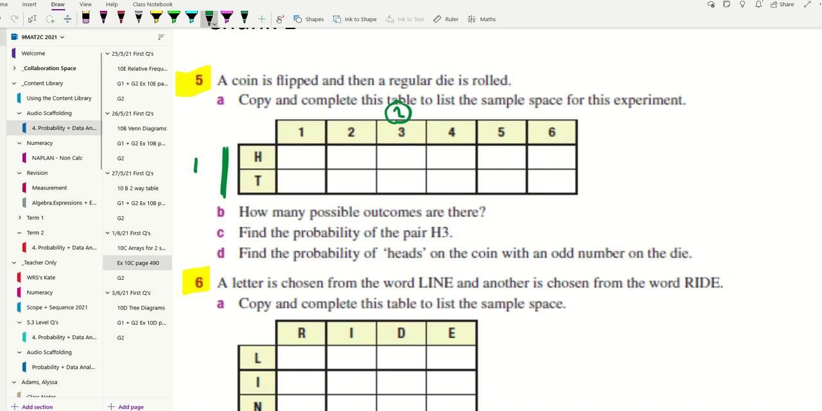You're filling that into that table. How many possible outcomes are there? You're going to count up how many you've got. Write that answer here as B. Find the probability of the pair H3. So look for how many H3s you've got. Put it into a fraction with the total number on the bottom and how many H3s you've got in that table on top. Find the probability of heads on the coin with an odd number on the die. Okay, so we're looking for H1, H3 or H5, I guess. You're finding the probability of that.